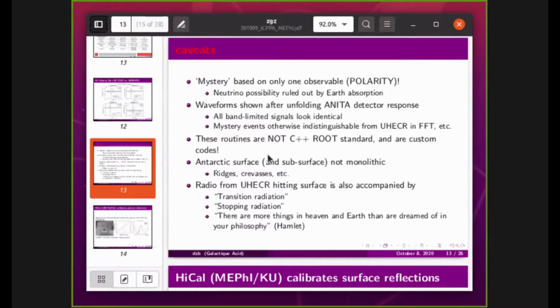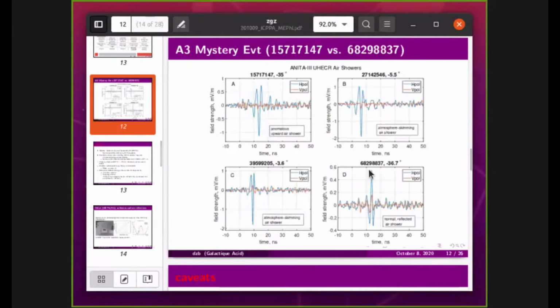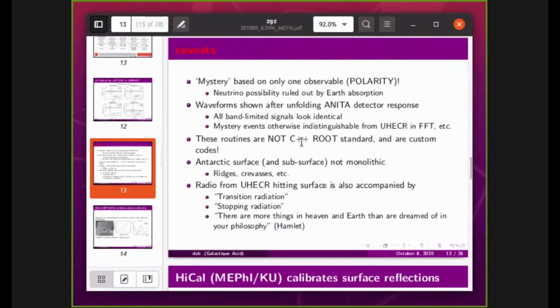The fact that the event is mysterious. In fact, there were 2 of these, one observed in the Anita 1 flight and one observed in the Anita 3 flight. The fact that they are mysterious is based on only one observable, namely polarity. It's just the fact that this signal is predominantly up and these signals are predominantly down in their polarity. So the first caveat is that, again, the mysteriousness is based on only one observable.